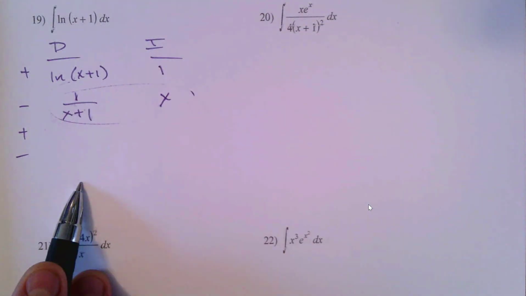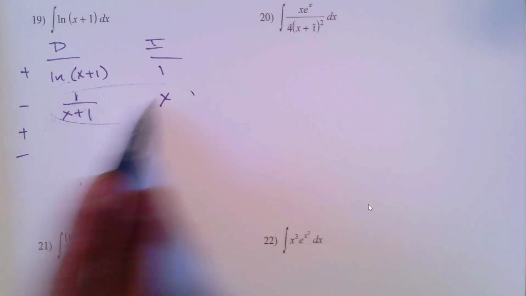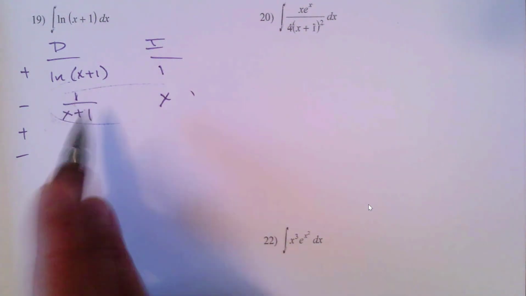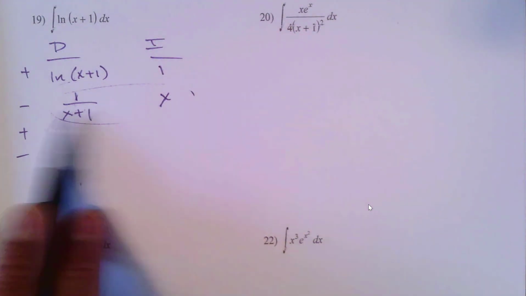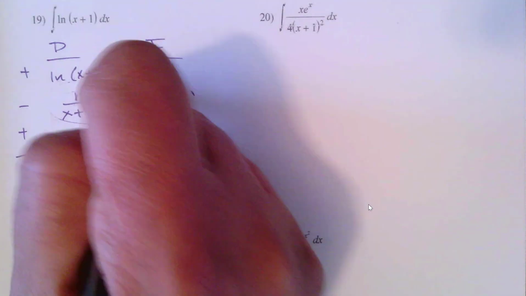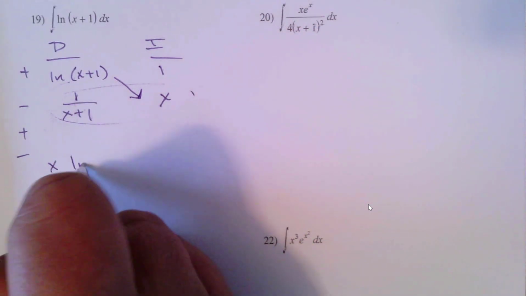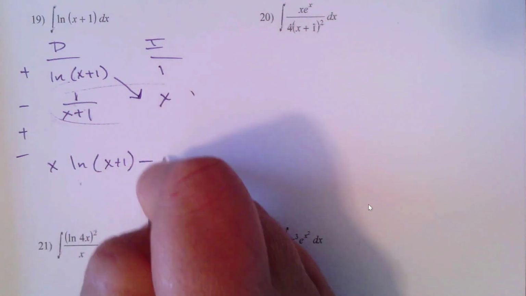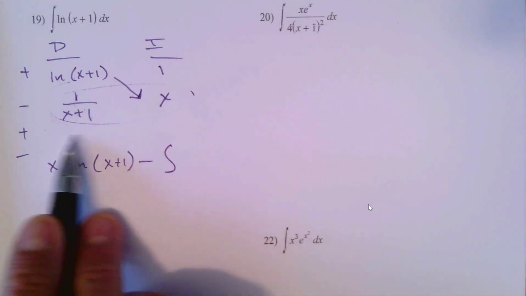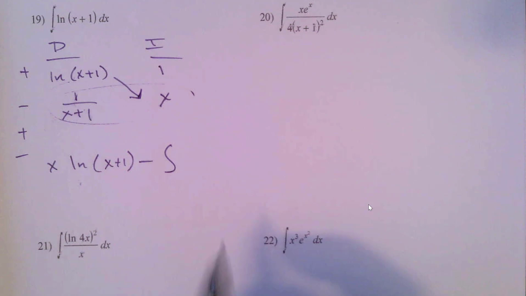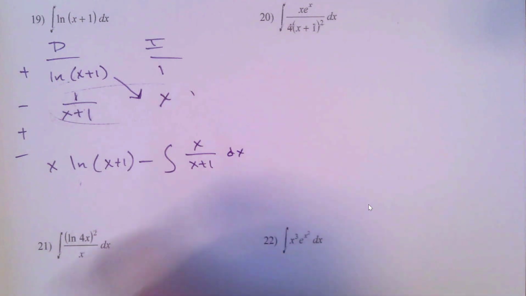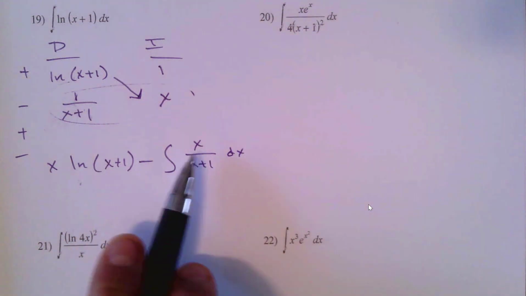Since we don't end up with a 0 here, we are going to have to set up a little integral here. This is our integral of v du, and we're going to have to figure out what that is. So our first term is just the product of u times v. So it's going to be x natural log of x plus 1. And then we have minus this integral. Since we didn't get a 0 here, we can't just write down the answer like we did in the previous one. This is the integral of x over x plus 1 dx. Might seem like that's a little bit hard, but that's not too bad because we can do u substitution there.